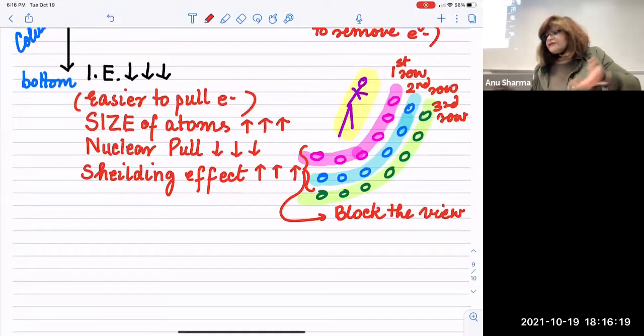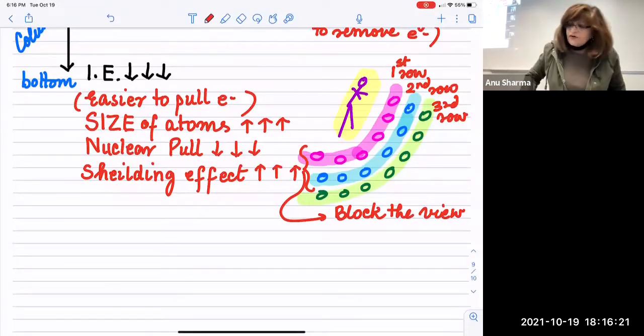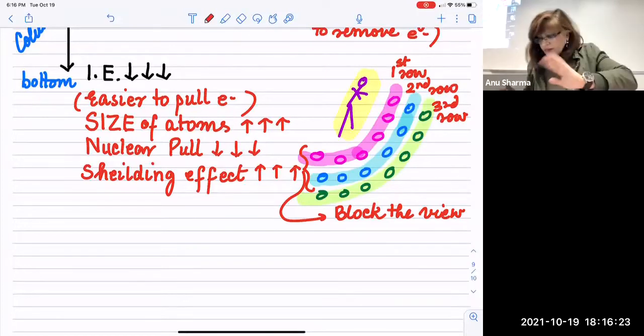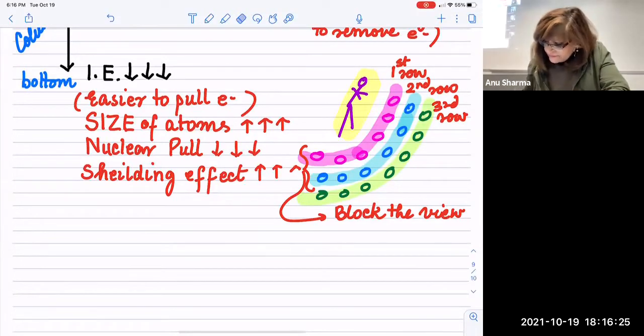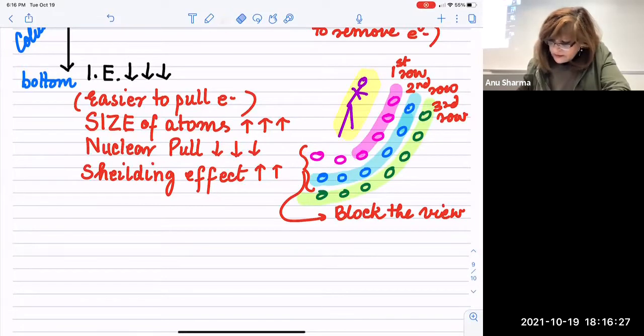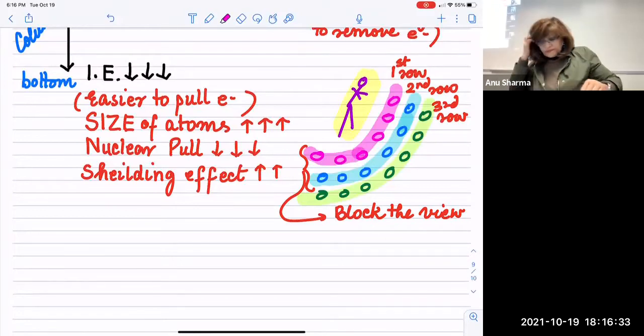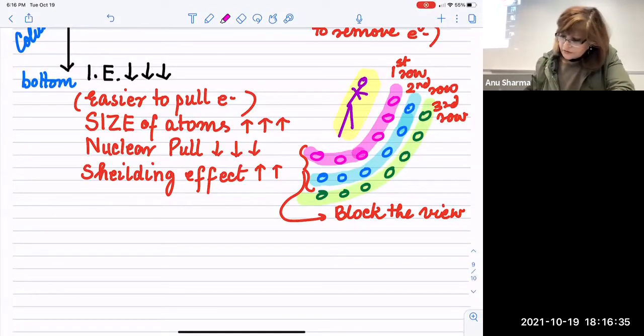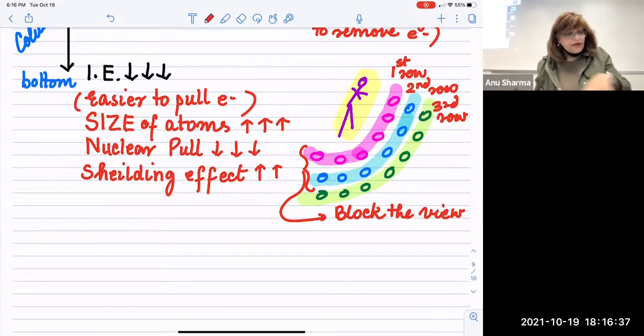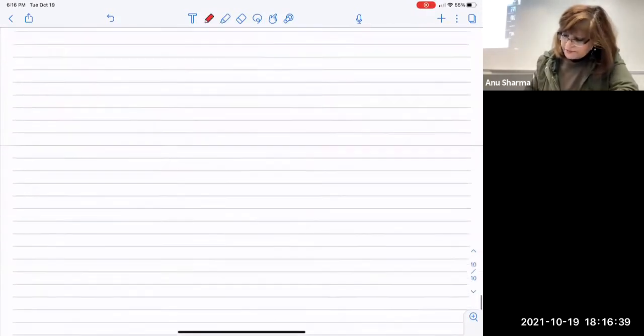For the teacher as well as for the students also, further away. All right, now we see the next is the, so that's the shielding effect. Okay, now let's look at this example here.